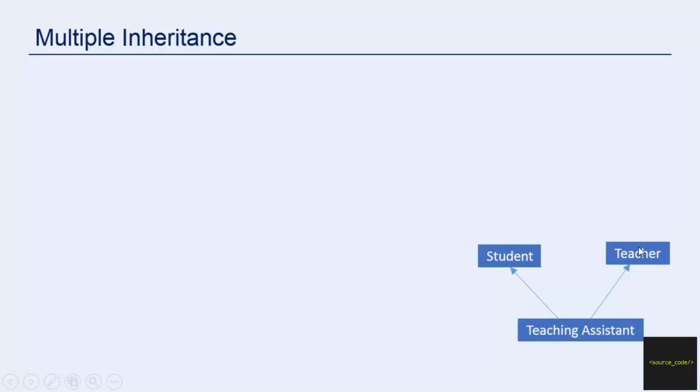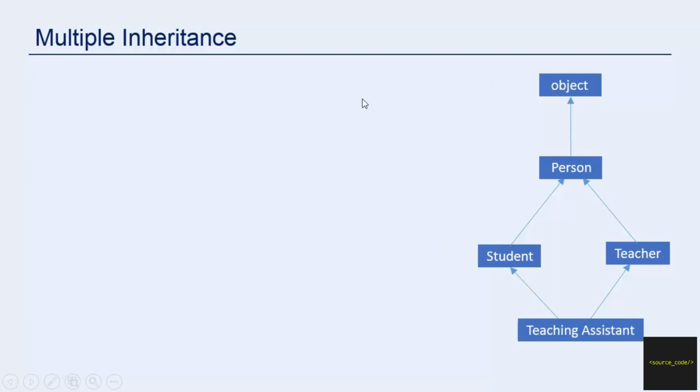Now these two classes could be derived from a common base class person. This is known as diamond inheritance. And we know that every class is derived from object. So this is the base class for person. So the whole structure can be quite complex, involving both multi-level and multiple inheritance.